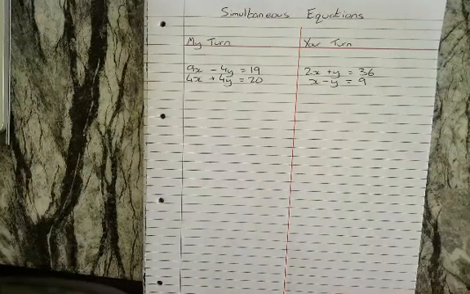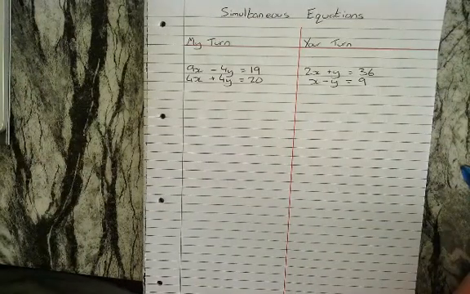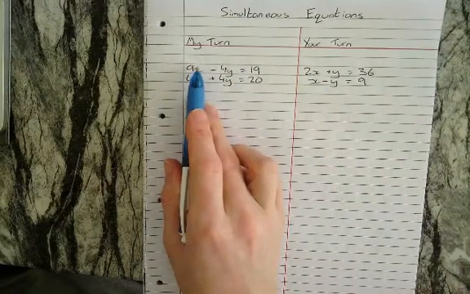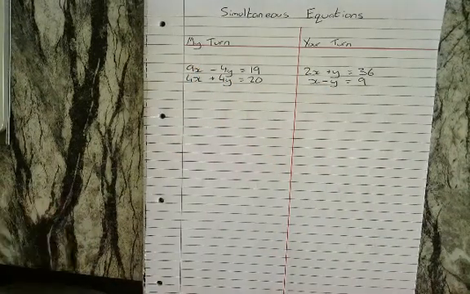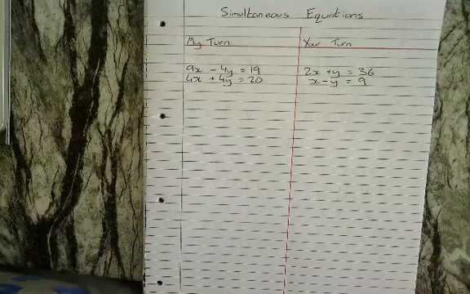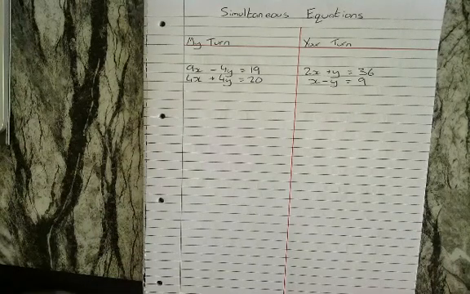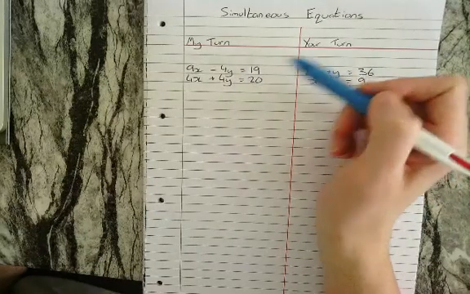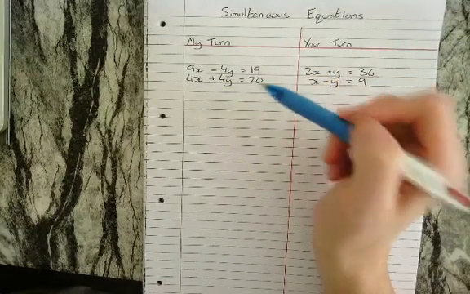Okay, so today we're going to look at simultaneous equations, this time when you've got some negatives involved. That does change slightly what you need to do, but the fundamental principles of what you're trying to do remain the same. So let's have a look at this first one. We've got two equations: 9x minus 4y equals 19, and 4x plus 4y equals 20.